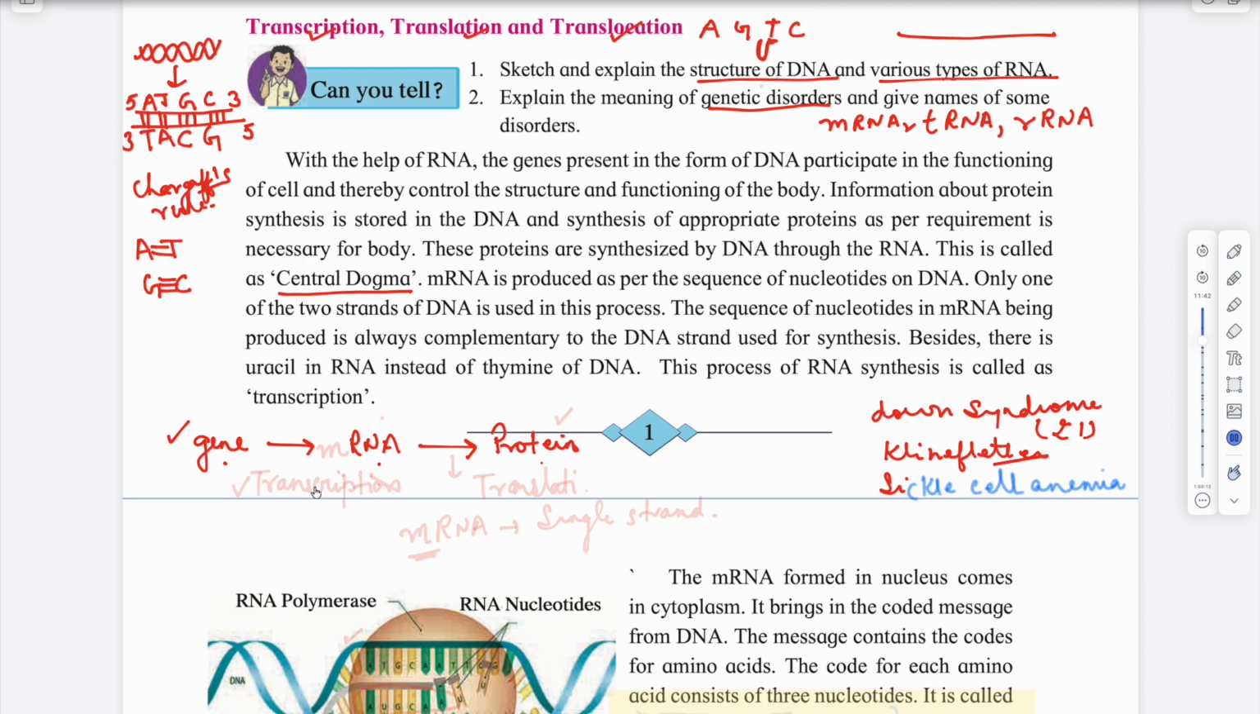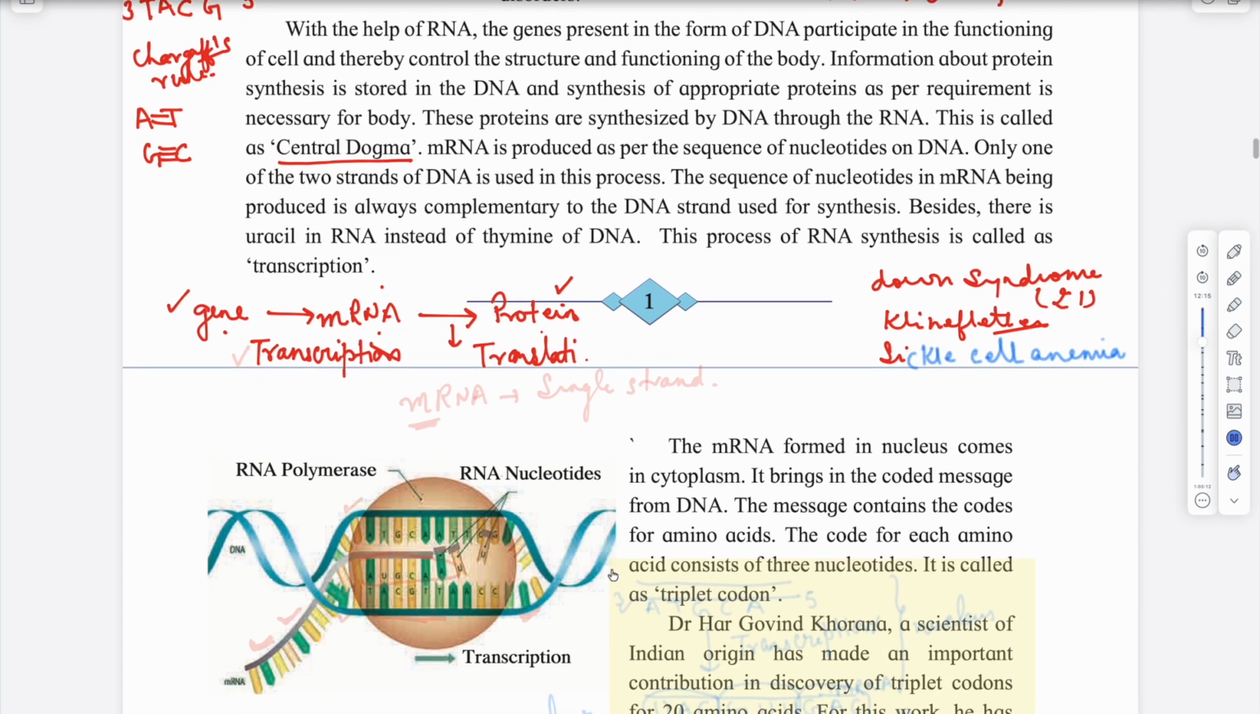So the formation of RNA from gene is known as transcription. So this is the first process. And what kind of RNA is produced here? This RNA is messenger RNA, right? And then the formation of proteins from messenger RNA, this process is known as translation, right?